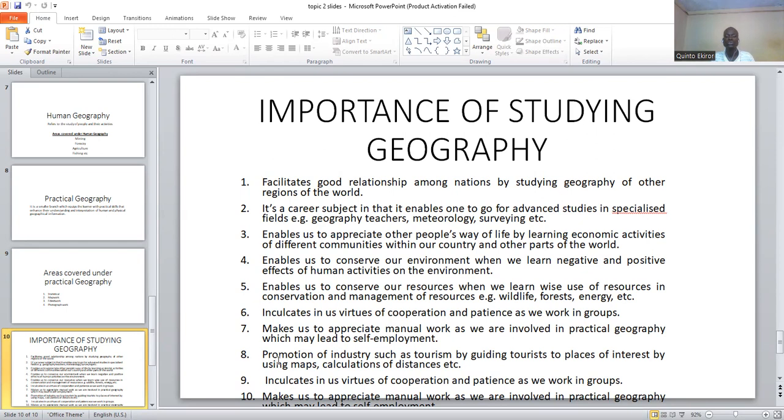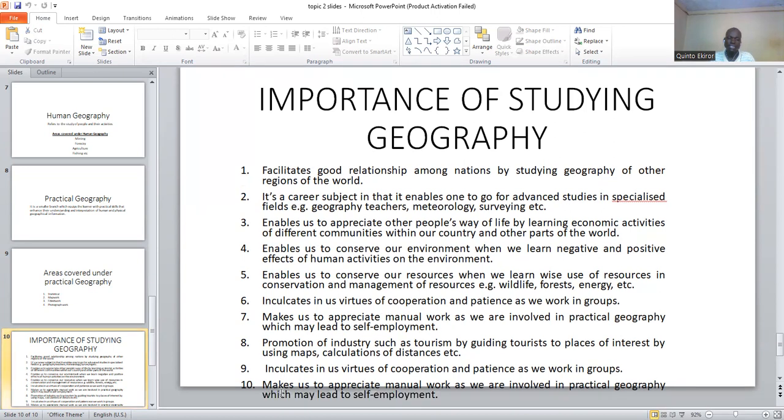Number seven is promotion of industries such as tourism by guiding tourists to places of interest by using maps, calculation of distances, etc. For example, if you want to trace a certain place, you can use a map or calculate or approximate a distance from your original position to that point. I think I have repeated that point.